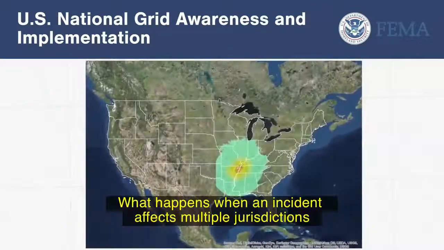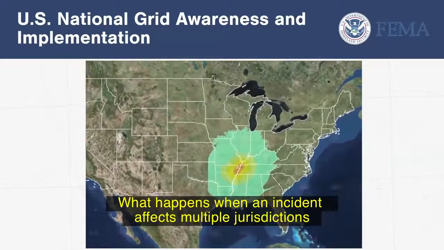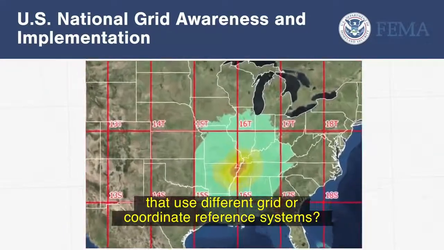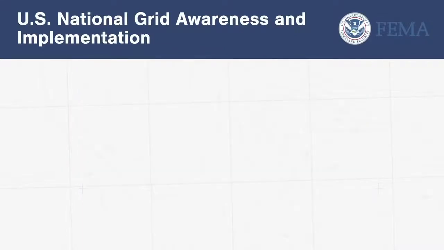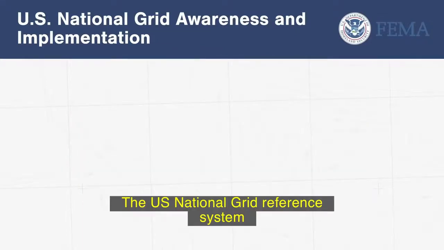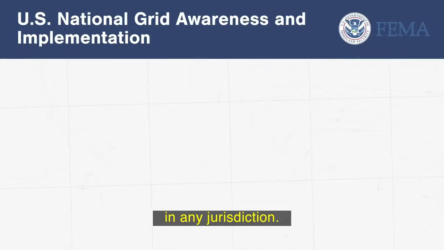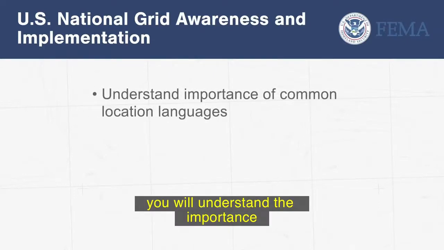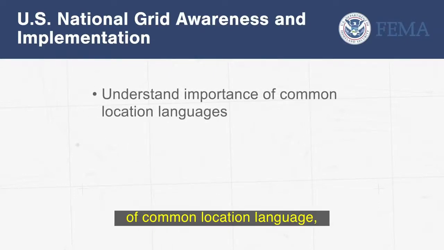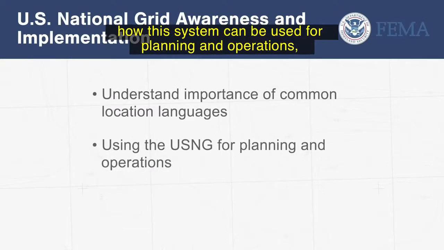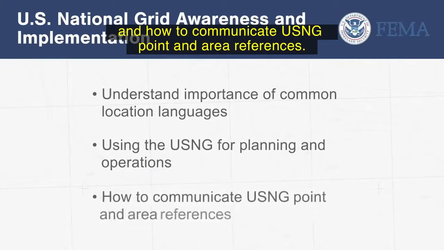What happens when an incident affects multiple jurisdictions that use different grid or coordinate reference systems? The U.S. National Grid Reference System can be used consistently and reliably during steady-state and disaster conditions in any jurisdiction. After this video, you will understand the importance of common location language, how this system can be used for planning and operations, and how to communicate USNG point and area references.